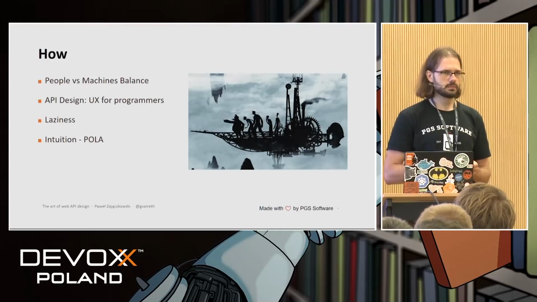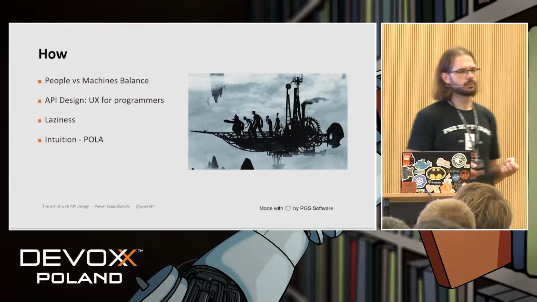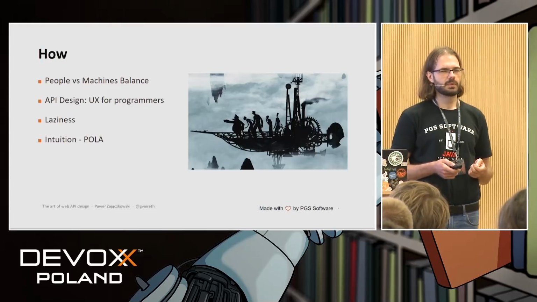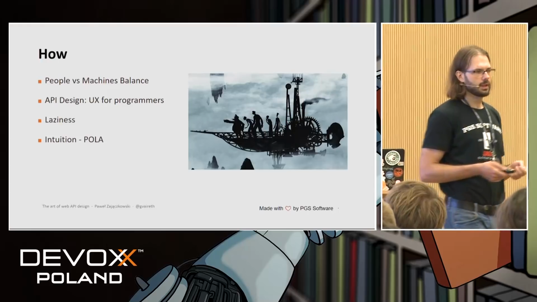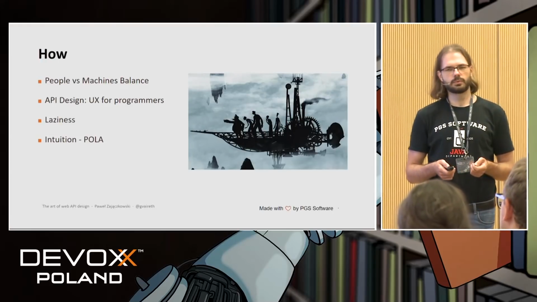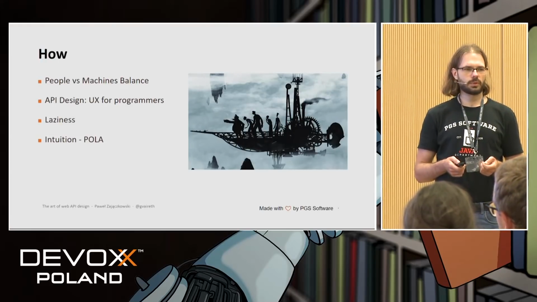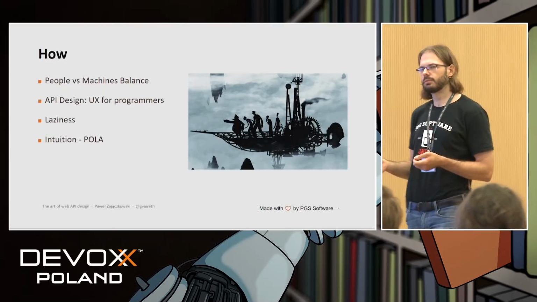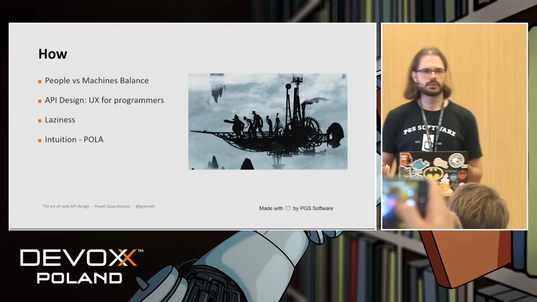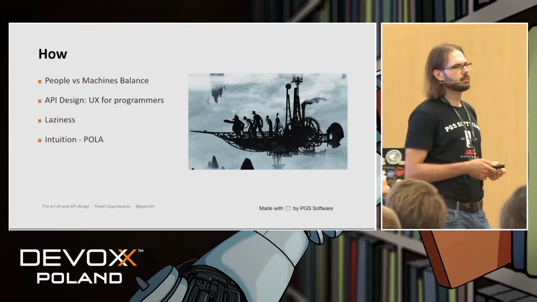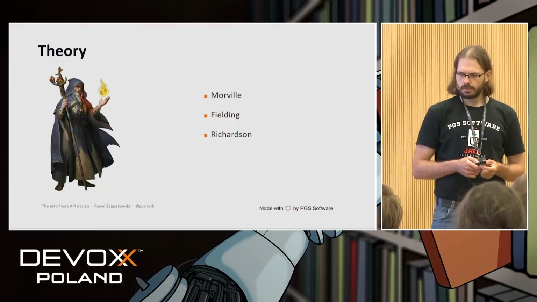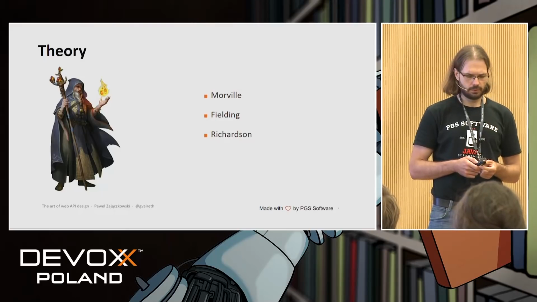So the two important traits of people are, let's say, laziness and intuition. We are all lazy, we want to do stuff as easily and as fast as possible. And we have intuition, so we have some idea how stuff works, some standards, some experiences. And if we conform to that, well, it will be good for us in general. So that was a quick introduction.